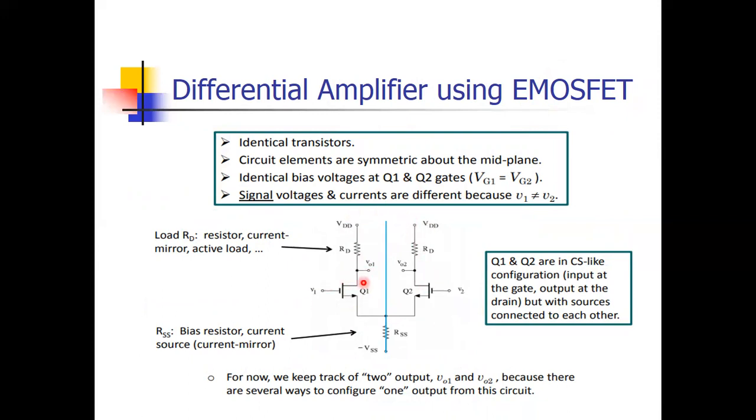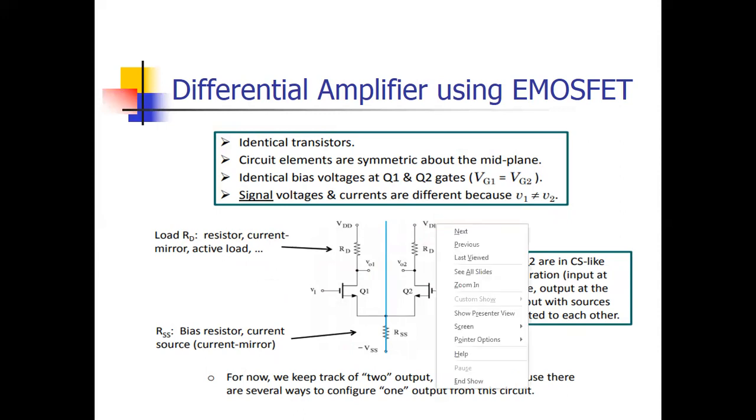Okay, this is a common source amplifier: drain resistance, common source resistance, drain resistance. Both sources are connected with one resistance RSS. Both transistors are identical, and both elements are symmetric. If you draw a line here, you can check both are identical. Now remember, the input voltages and currents can be different, because the signal voltages and currents depend on V1 and V2, whatever input you are using.